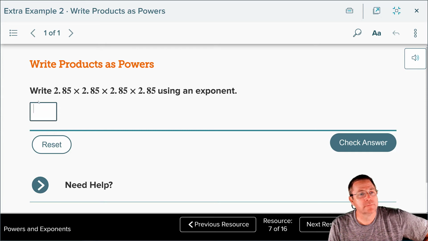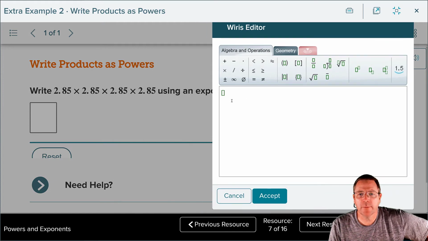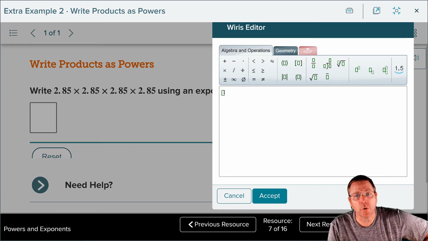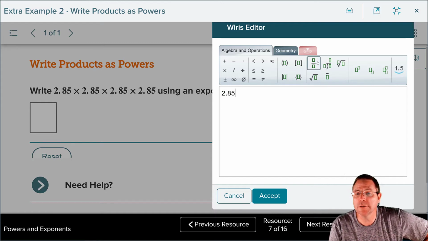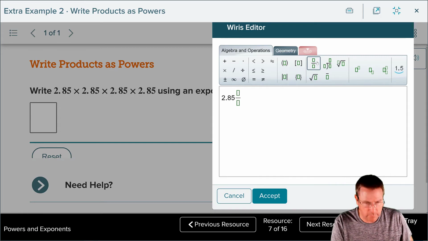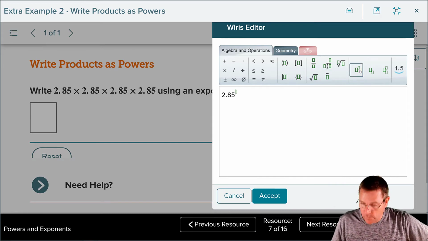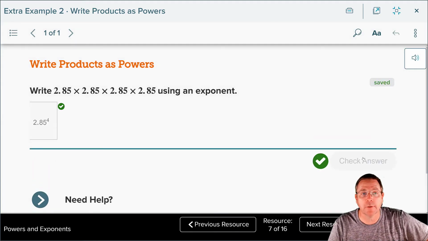Did you do it? Alright, here's the deal. It says write using an exponent, and there it gave me what I needed here. First thing I need to ask myself is, am I doing a fraction here? No, I'm not. I'm just doing a decimal value. It's still just a number, so I don't have to make parentheses with this one. Whoops, that's not what I needed. I need this one right here: 2 and 85/100ths to be multiplied times itself 4 times. So I'm going to hit accept and check. The answer checks. Super simple.